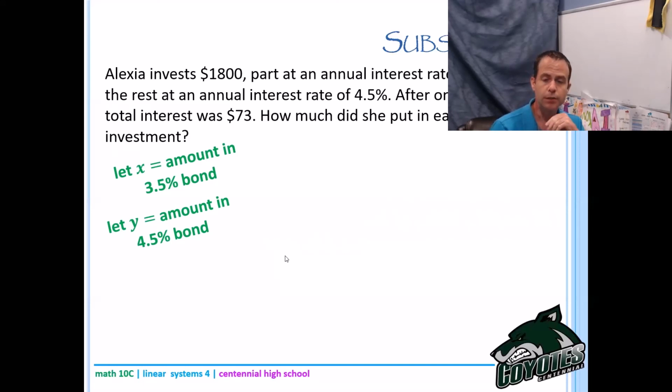Okay, so altogether, I invested $1,800. So my first equation would be X plus Y equals 1,800. That's the total of what I invested. The second equation comes with the interest.